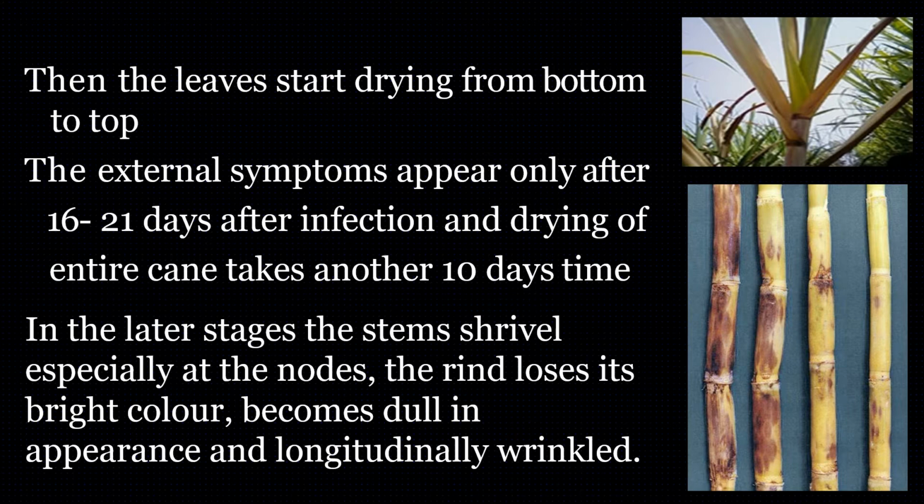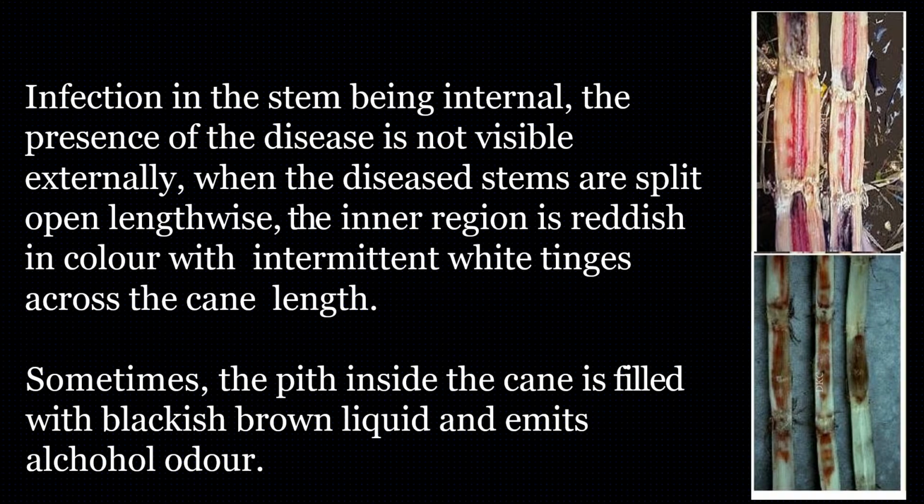In the later stage, the stem shrivels, as very clearly seen in this picture, especially at the nodes. The rind loses its bright color and becomes dull in appearance and longitudinally wrinkled. The infection of the stem being internal, the presence of the disease is not visible externally. When the diseased stems are split open lengthwise, the inner region, look at this picture, is reddish in color with intermittent white tinges across the cane length. Sometimes the pith inside the cane is filled with blackish brown liquid and emits an alcohol odor.